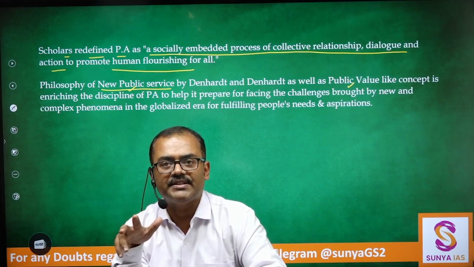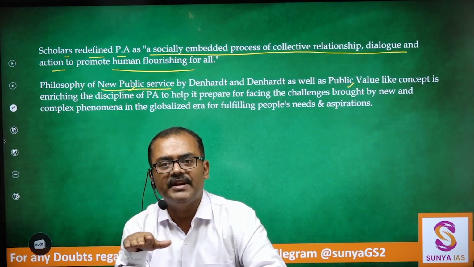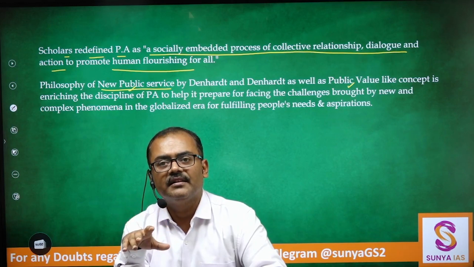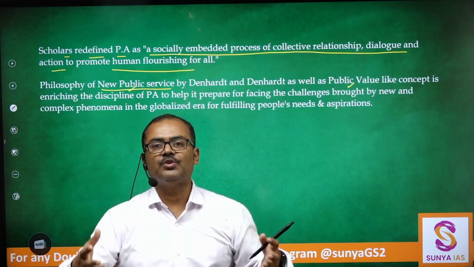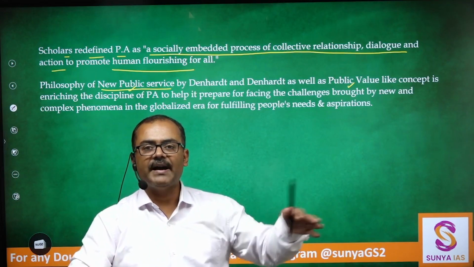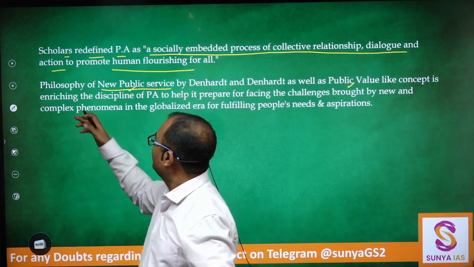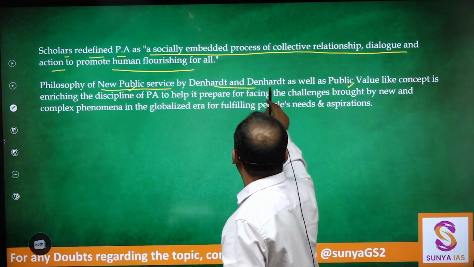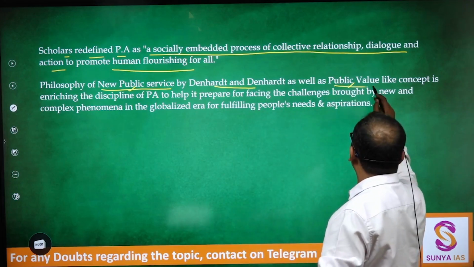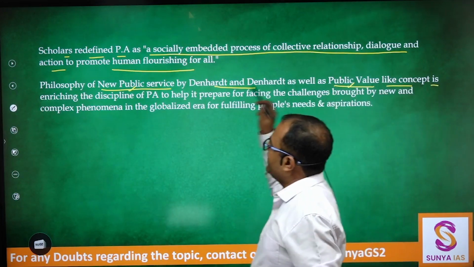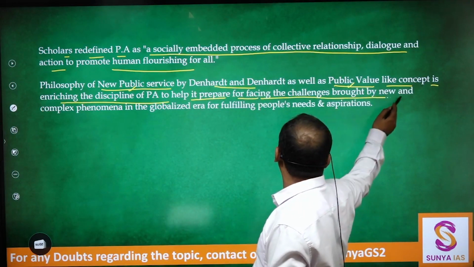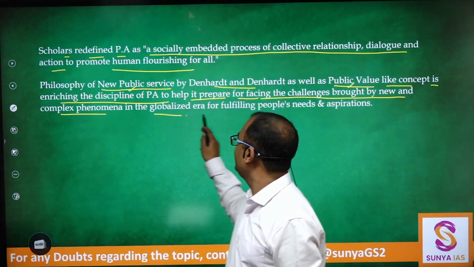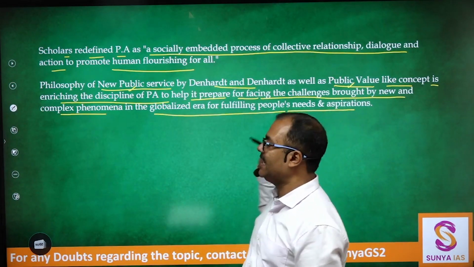Changed role of the state. Changed role of the state so that the state can remain relevant, and this changed role relates towards a new approach to governance, and this came in the background of globalization. So the philosophy of new public service by Denhardt and Denhardt, as well as concepts like public value, is enriching the discipline of PA to help prepare for facing the challenges brought by new and complex phenomena in the globalized era, to fulfill people's needs and aspirations.